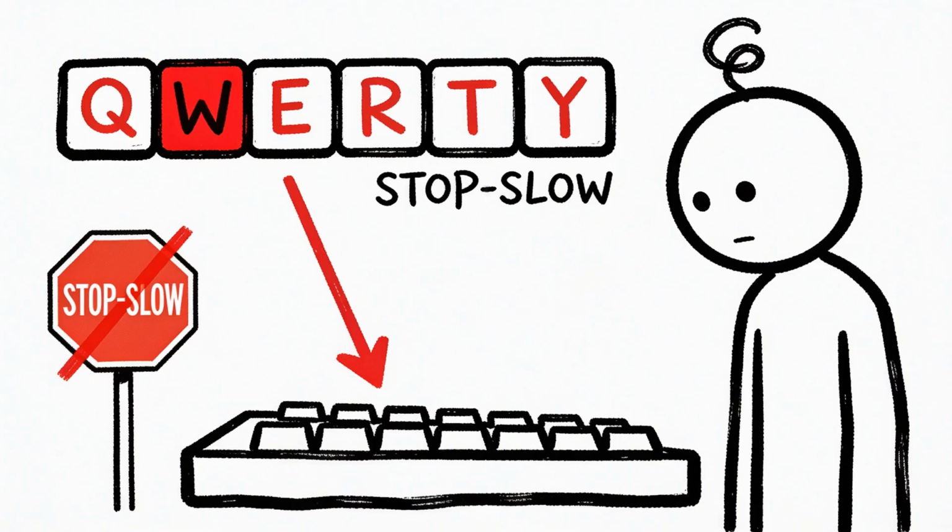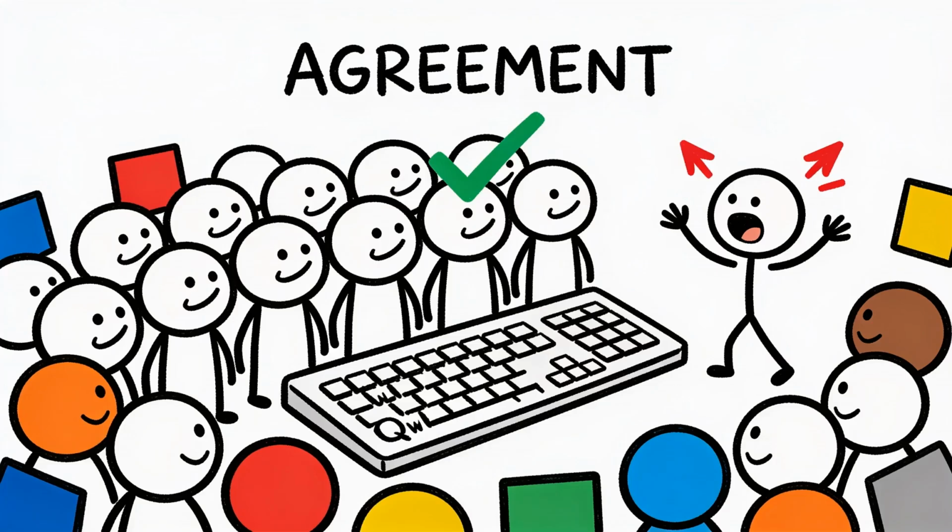So the next time you glance down at those six strange letters across the top of your keyboard, remember this. They aren't there because someone wanted to slow you down. They're there because once enough people agree on a system, the hardest thing in the world isn't inventing something better. It's convincing everyone else to change.